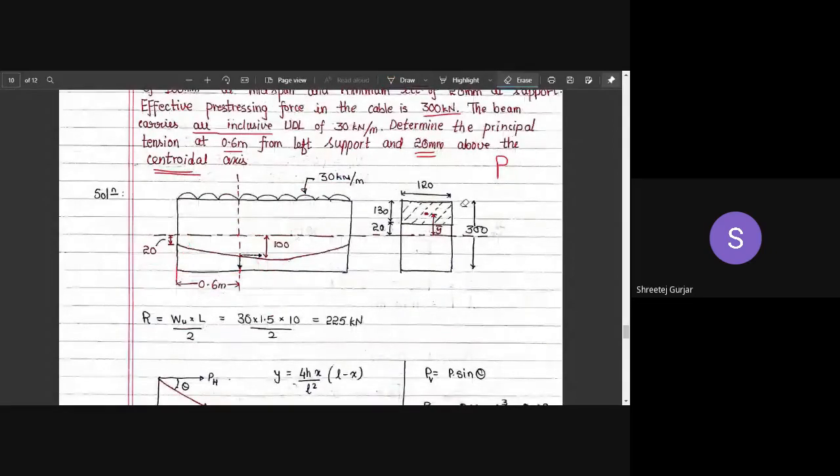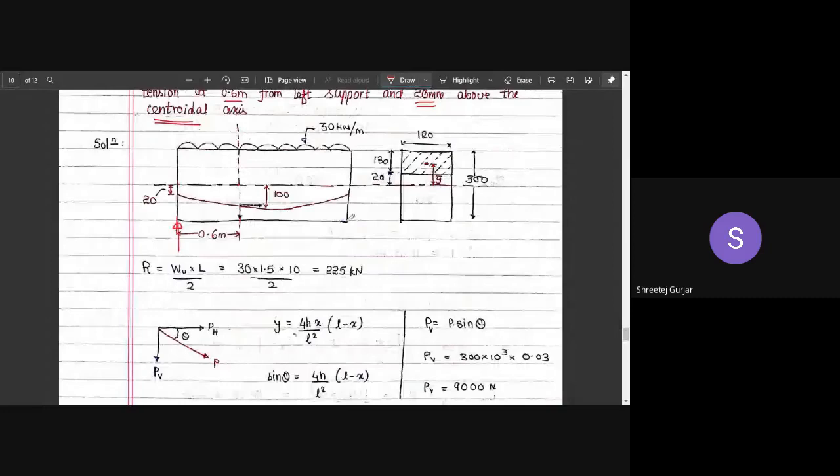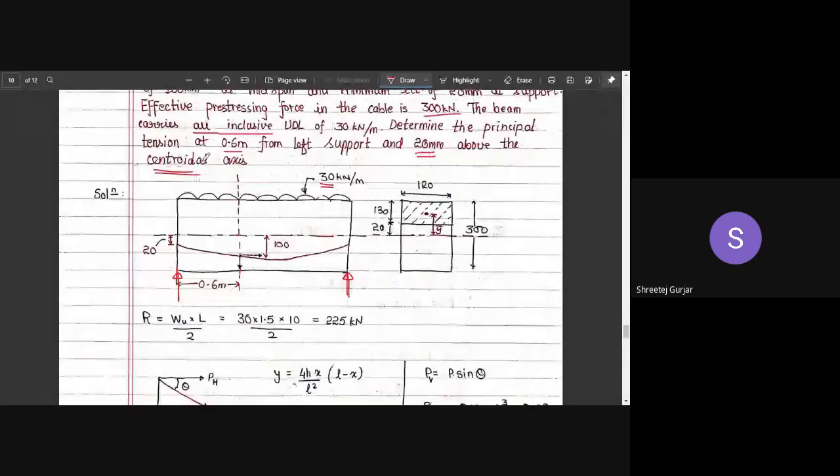Now, what is the reaction at this particular support? It is nothing but half of the total load which is acting. Total load is what? 30 into the span. What is the span of this beam? Span is given, 10 meters. Then 30 into 10, how much is it? 300, right? 300 is the total load. Half of 300 will come over here.